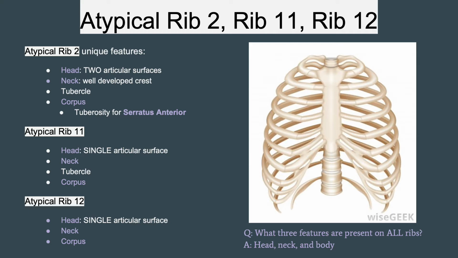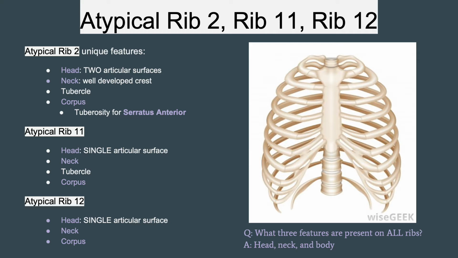So one of the unique features on rib 2 is going to be that tuberosity for the serratus anterior that sits on the upper surface. If you were doing your lab exam, or if you do wind up doing a lab exam later, it's a very, very distinctive feature around the angle of the rib, and you can't miss it. So always associate that tuberosity for the serratus anterior with your rib 2.